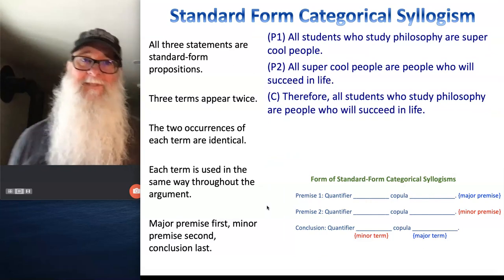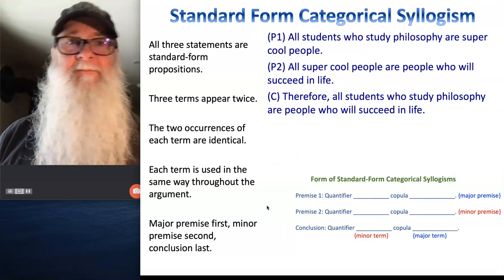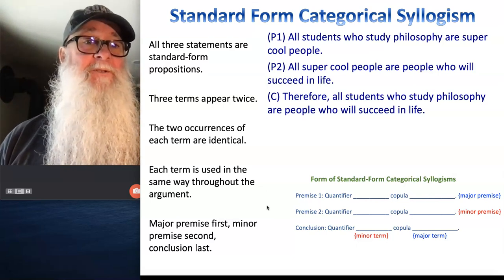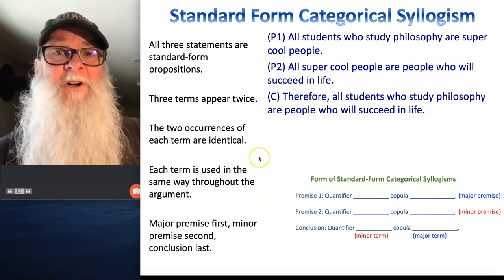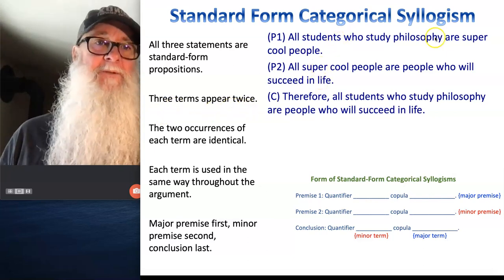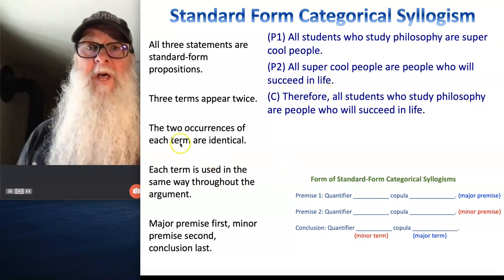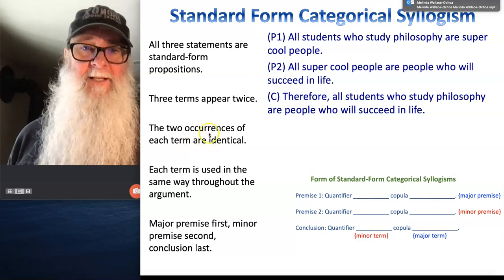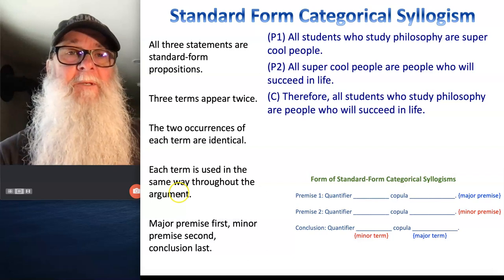You tell me. Here's the argument. All students who study philosophy are super cool people. That's true. All super cool people are people who will succeed in life. Therefore, all students who study philosophy are people who will succeed in life. All right. We have three statements. They're all in standard form. Do we have three terms that appear twice? Yes. We have students who study philosophy, super cool people, and people who will succeed in life. The two occurrences of each term are identical, so we've satisfied that criteria. And it looks to me like each term is used the same way throughout the argument.